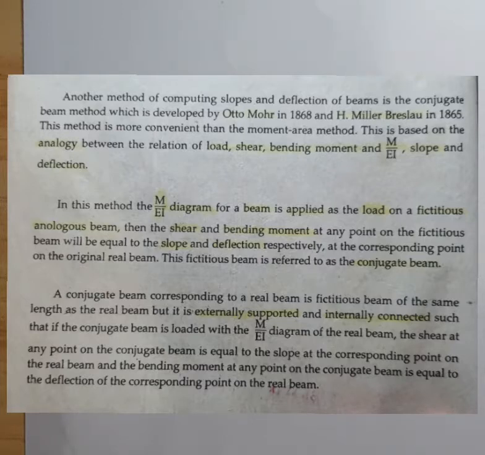Okay, so we have two types of beam. In the conjugate beam method, we have the real beam and the fictitious beam. Then it elaborates: a conjugate beam corresponding to a real beam is a fictitious beam of the same length as the real beam, but it is externally supported and internally connected such that the shear in the conjugate beam is equal to the slope at the corresponding point on the real beam, and the bending moment at any point on the conjugate beam is equal to the deflection at the corresponding point on the real beam.